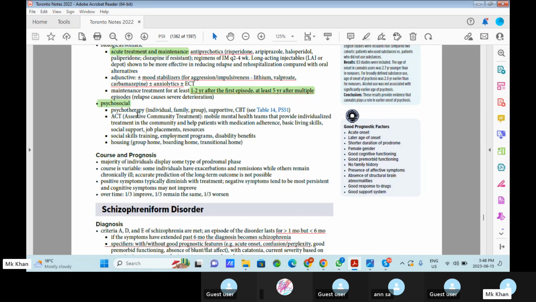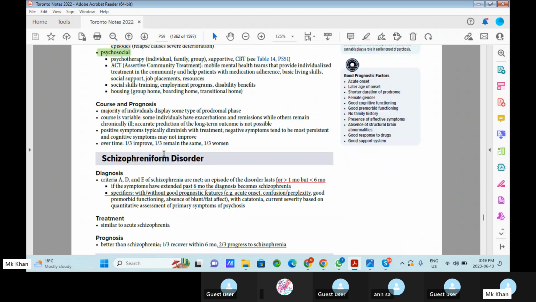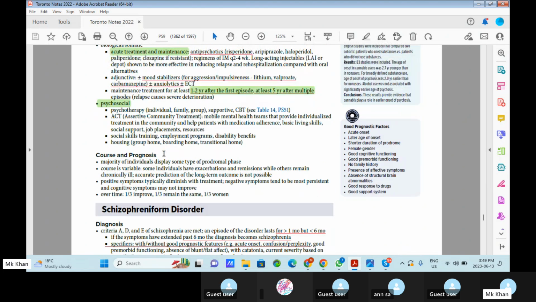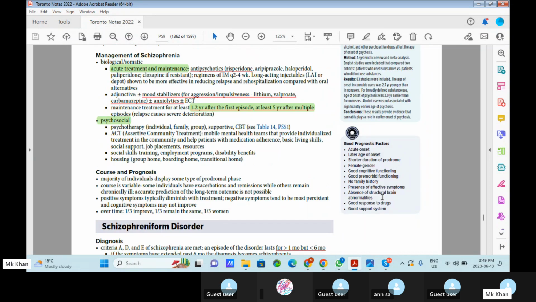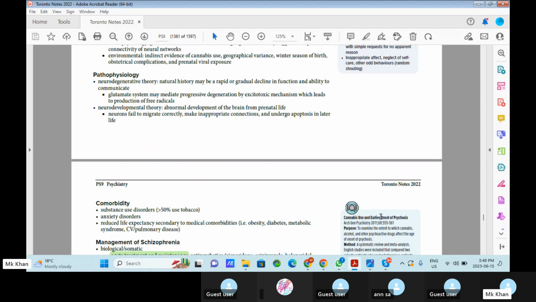And then psychosocial therapy: CBT is the main therapy in all of psychiatry. So CBT, psychotherapy, and then community treatment, social skills training, housing. These should all be given to the patient. And what are the good prognostic factors? Acute onset, later age of onset, shortened duration, female gender, good cognitive functioning, good premorbid functioning, no family history, good response to drug, and good support system. So these are the good prognostic factors for schizophrenia.